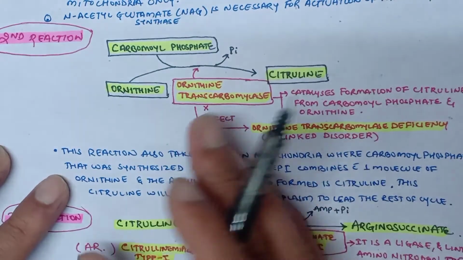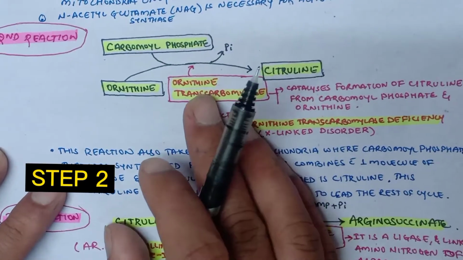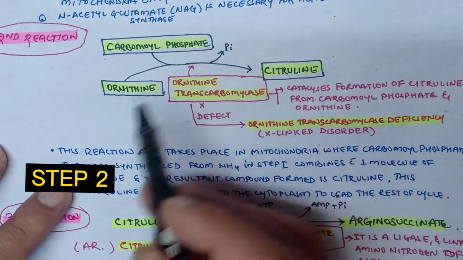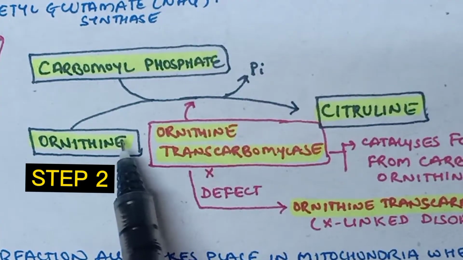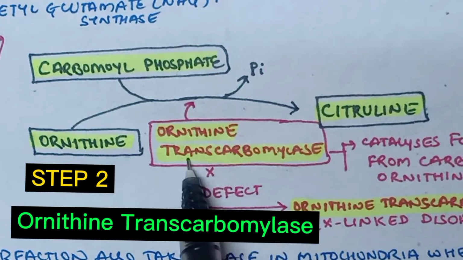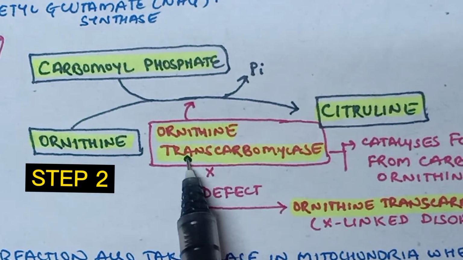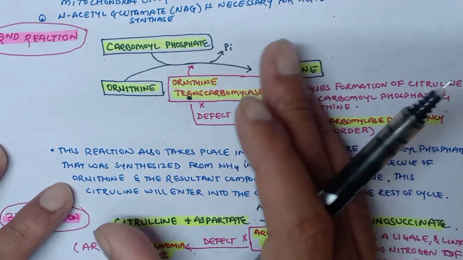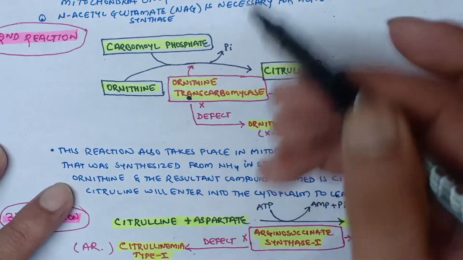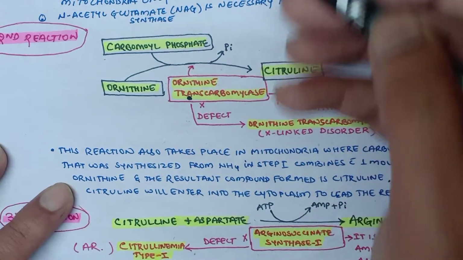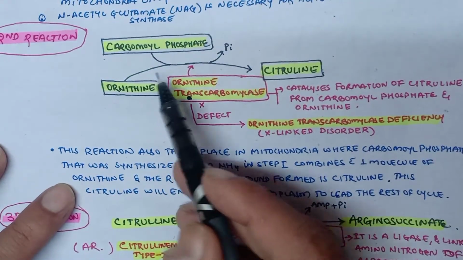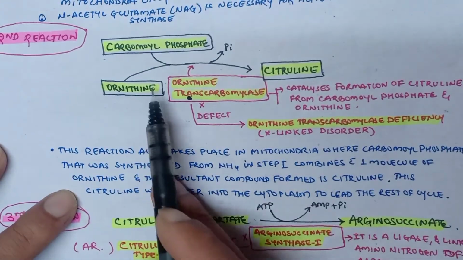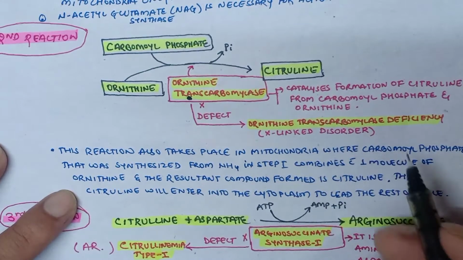This reaction will also take place in mitochondria, where one molecule of carbamoyl phosphate condenses with one molecule of ornithine in the presence of the enzyme ornithine transcarbamylase, that is OTC, to get converted into citrulline. So carbamoyl phosphate that was synthesized from ammonia in step 1 combines with one molecule of ornithine, and the resultant compound formed is citrulline, and this citrulline will enter into the cytoplasm to lead the rest of the cycle.